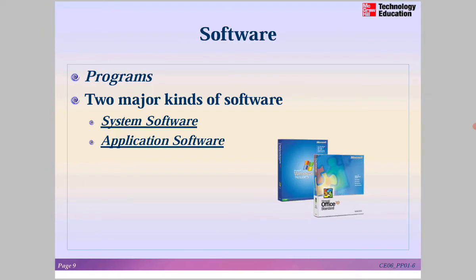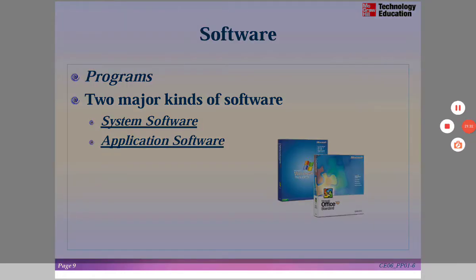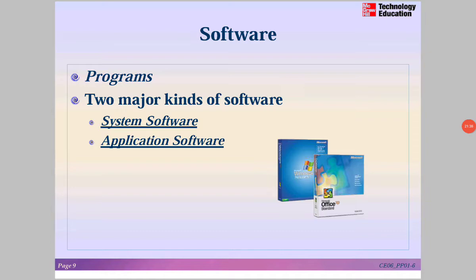Generally, as we already discussed, software is of 2 types: system software and application software. What is system software? System software is an operating system like Windows, DOS, Unix, Linux. System software is also called an operating system. The second one is application software.